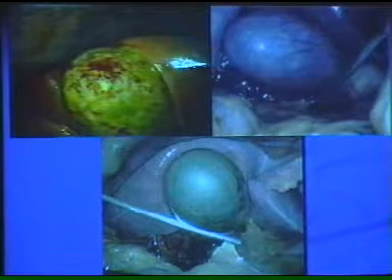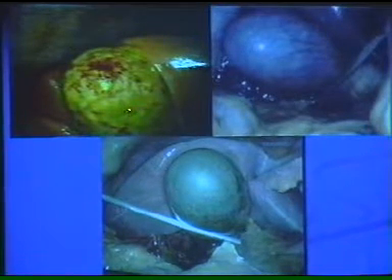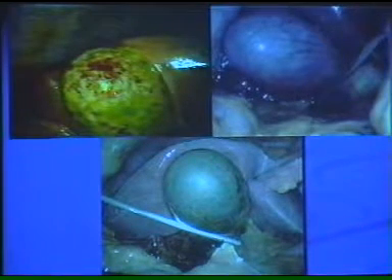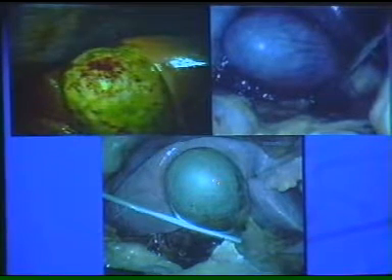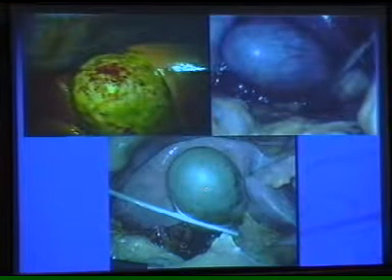These are pictures showing various stages of acute cholecystitis. You can see a swollen gallbladder with hemorrhagic spots on it. Here you can see it has become edematous, here the color has changed, and this gallbladder is becoming gangrenous.